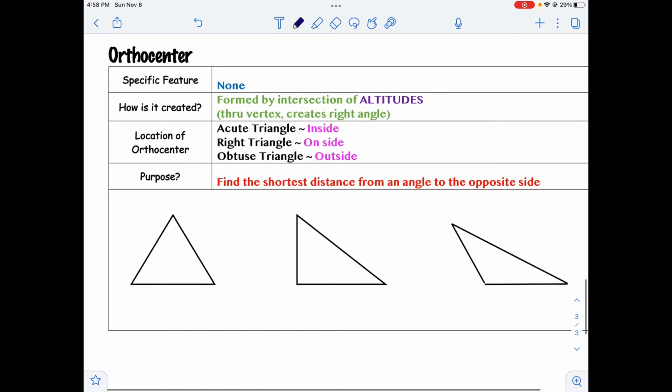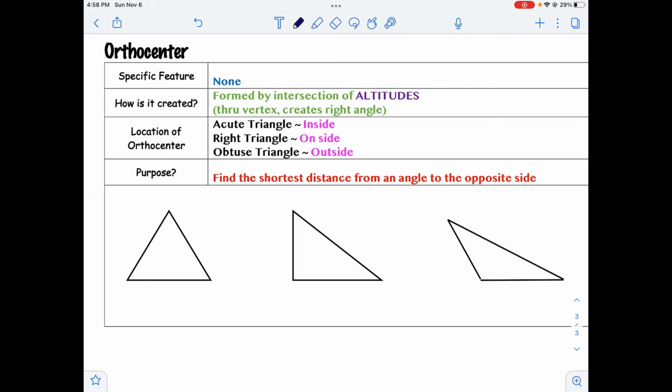Orthocenter. Orthocenters don't have any specific features, but they are formed by intersections of altitudes through the vertex, and we're just not worrying about where we're hitting, we just know we're creating a right angle. And we'll do another one through the vertex and creating a right angle.